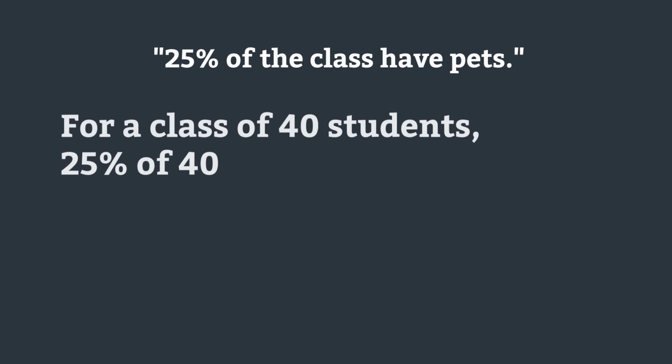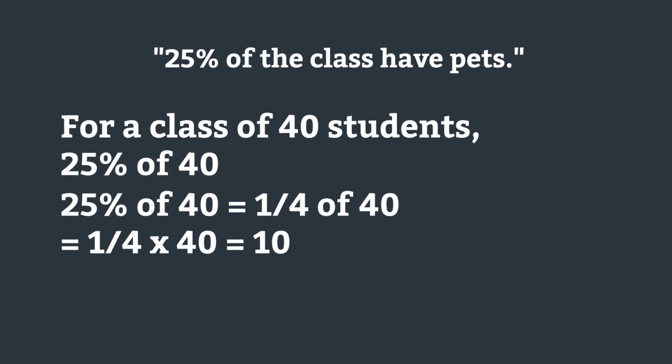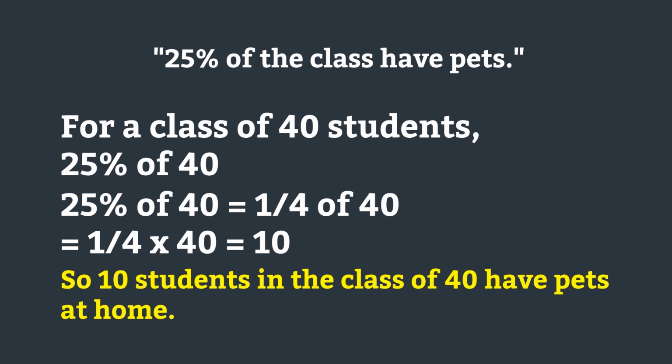So how many will that be? 1/4 out of 40 means, as we learned in simplification using BODMAS, 1 by 4 into 40 is equal to 10. So 10 students in a class of 40 have pets at home. Now you try to work this out on your own.